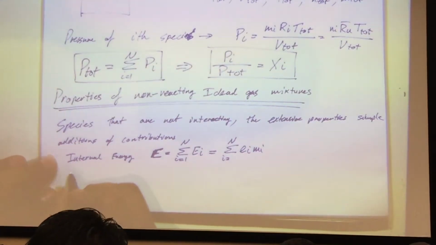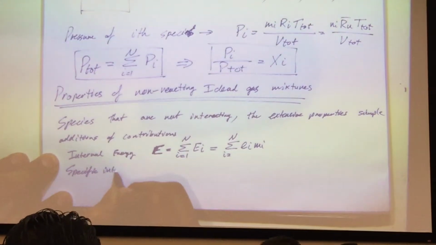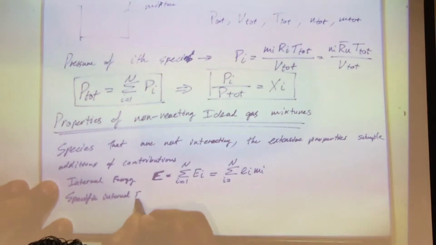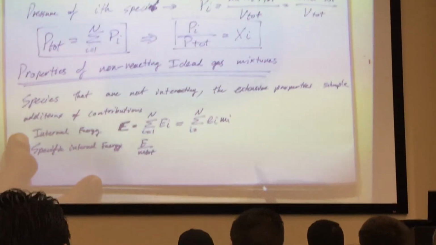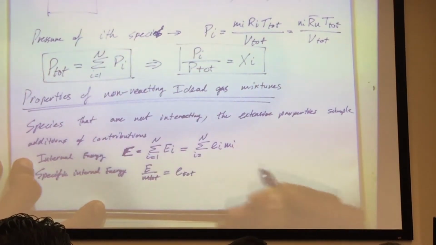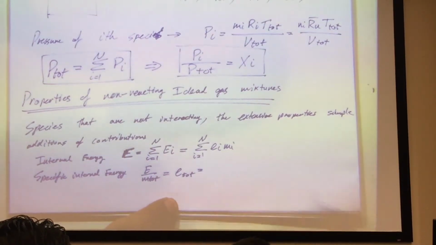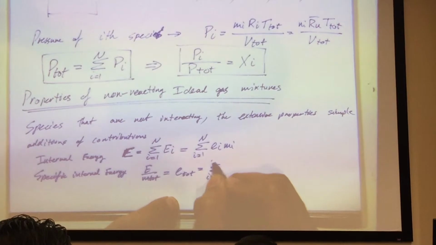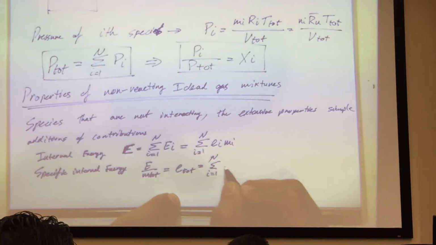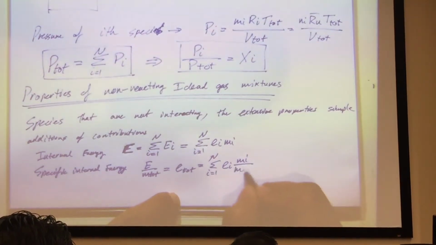Now, if I say specific internal energy, I'm going to say E divided by M total. And that's going to equal lowercase e total. And that's going to equal the same principle. So sorry, the summation of i equals 1 to n of E_i M_i over M total.